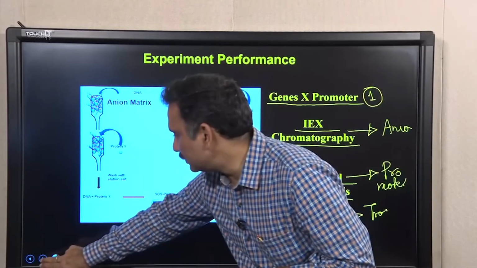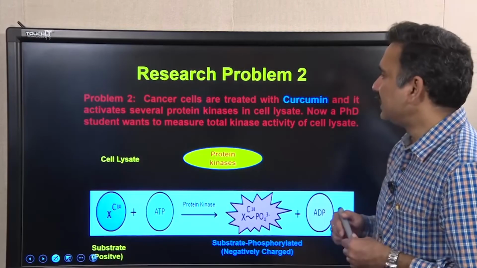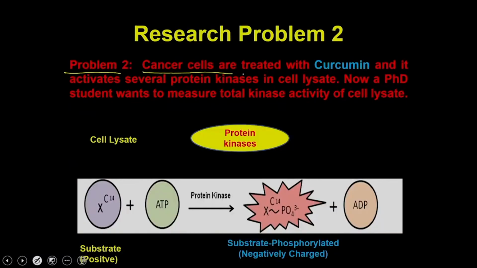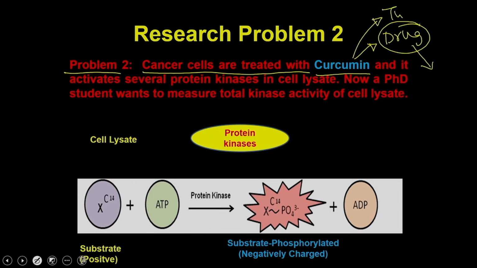Now, let us move on to the next problem. Problem 2 is that cancer cells are treated with curcumin. Curcumin is actually a phytochemical which is present in turmeric. It is a very well known anti-cancer compound, and it activates several protein kinases in the cell lysate.